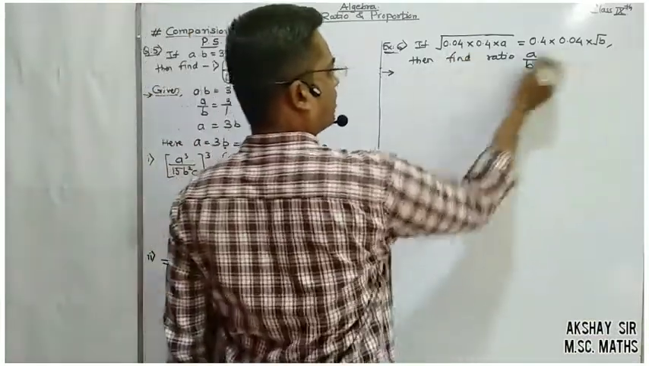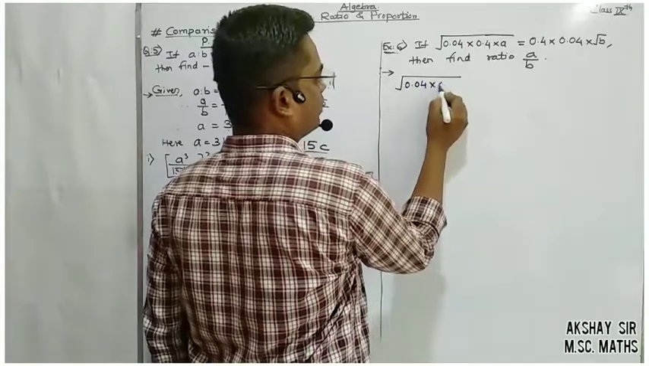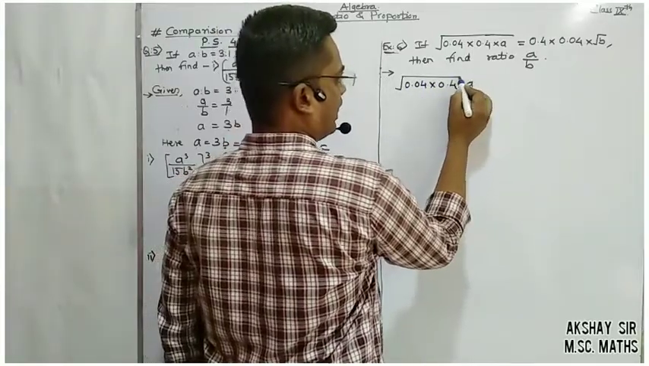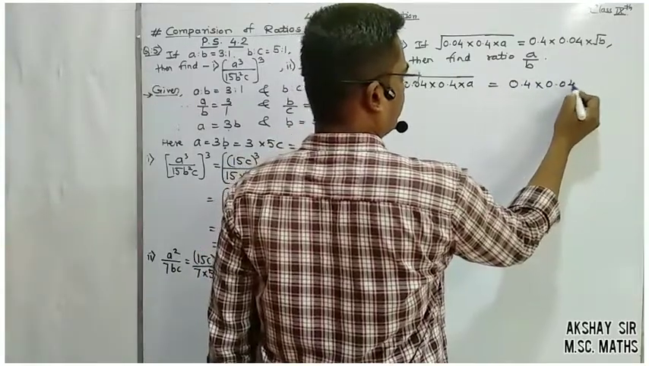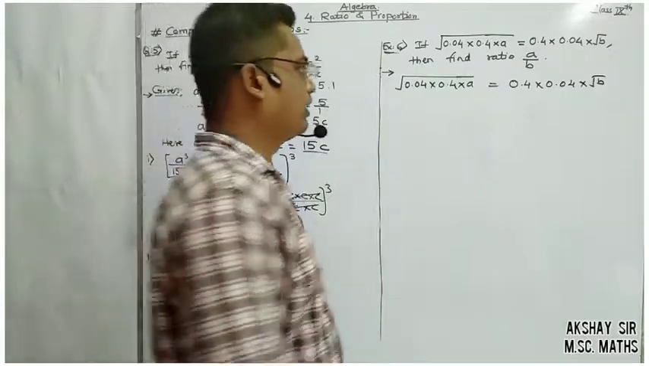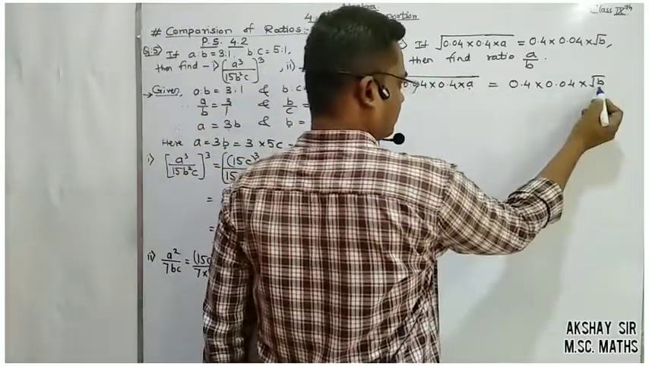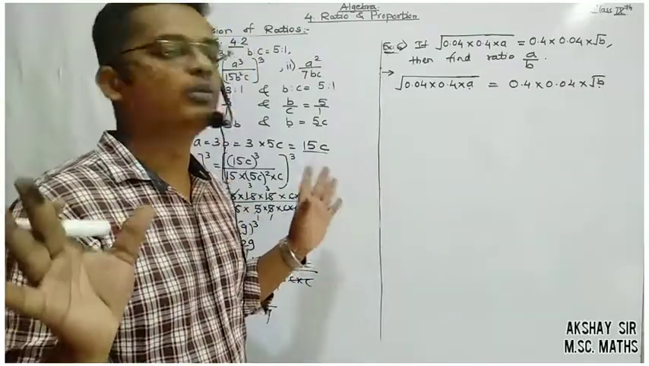So let us begin with the given statement, that is 0.04 into 0.4 into root a, and on the right side 0.4 into 0.04 into root b. Now we have to find a and b separately. If you look at the example, a and b are stuck inside the root. We have to make it free from the square root.